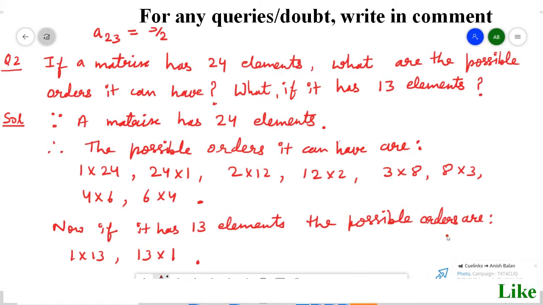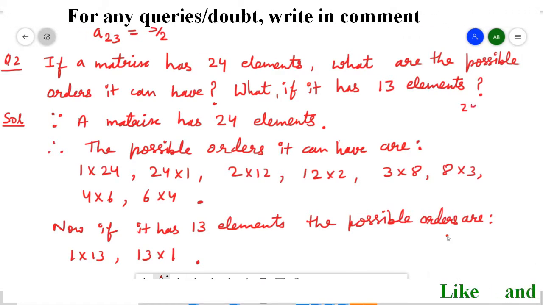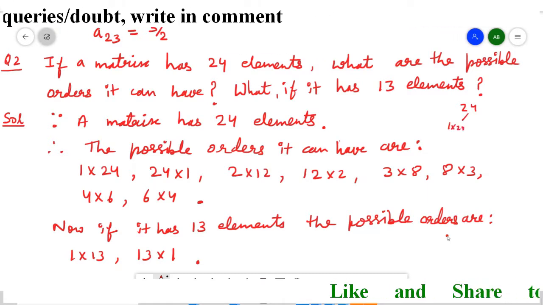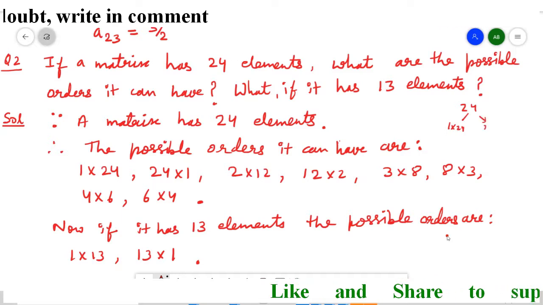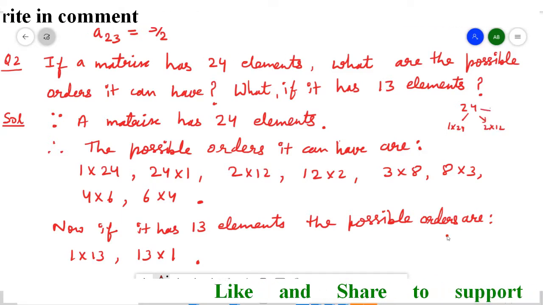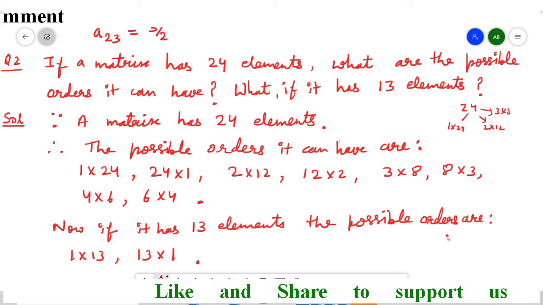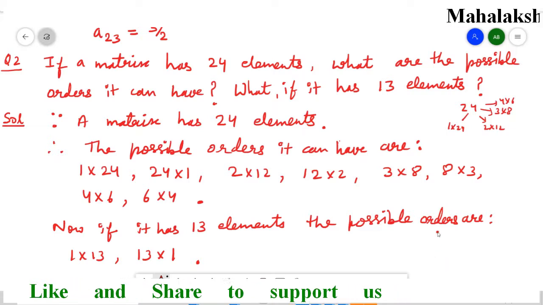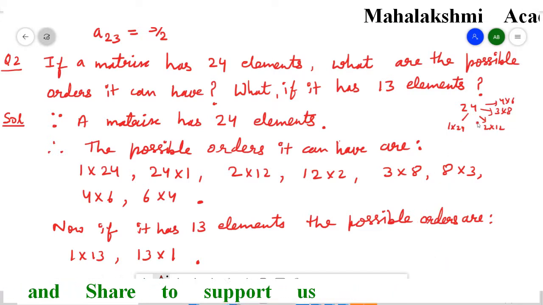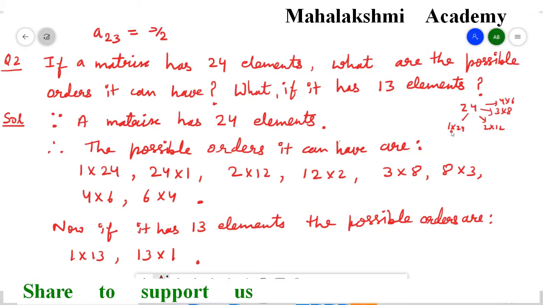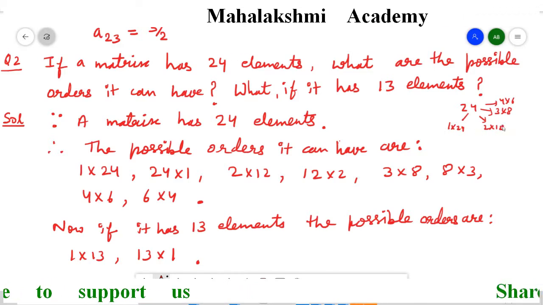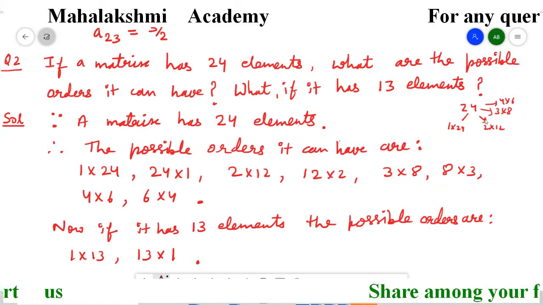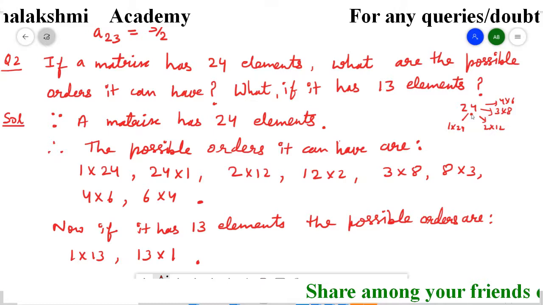So students, 24 you can split in many ways. You can split 24 as 1 into 24, 2 into 12, 3 into 8, 4 into 6. Like this you can split 24. These products, 1 into 24, 2 into 12, 3 into 8, 4 into 6, are going to be the orders, and if you multiply an order, that gives us the number of elements.